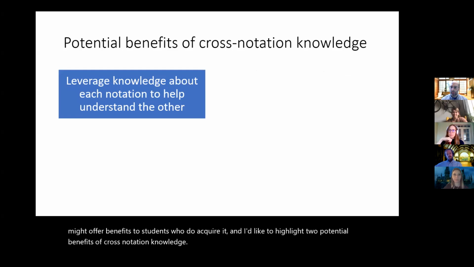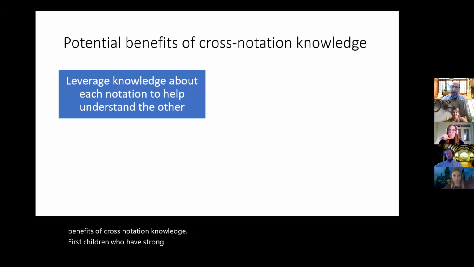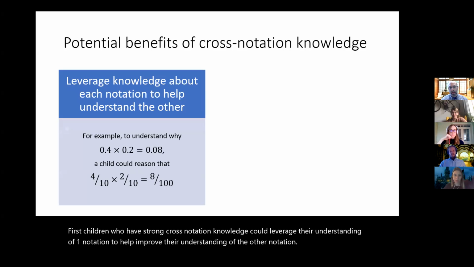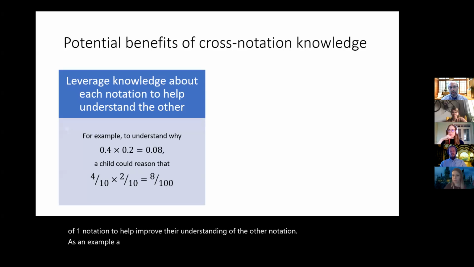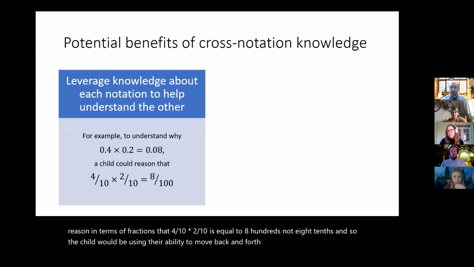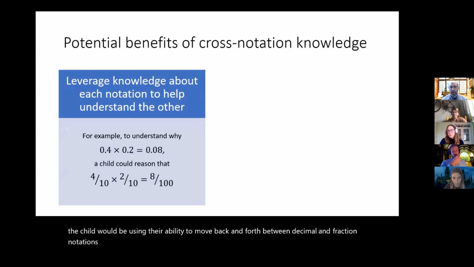First, children who have strong cross-notation knowledge could leverage their understanding of one notation to help improve their understanding of the other notation. As an example, a child who's trying to understand why 0.4 times 0.2 equals 0.08 instead of just 0.8 might reason in terms of fractions that 4/10 times 2/10 is equal to 8/100, not 8/10. And so the child would be using their ability to move back and forth between decimal and fraction notations to use knowledge of fractions to help understand decimals.